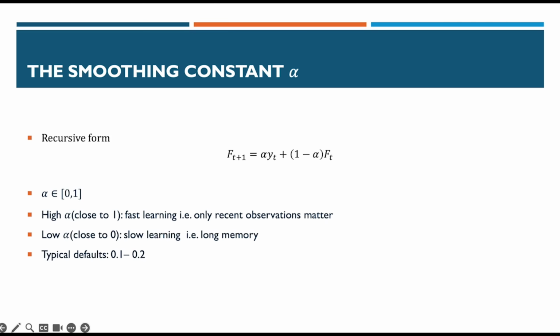Fast learning is the opposite: when alpha is 1, the new forecast depends entirely on the most recent observation Y_t, older data gets very little weight, and the forecasts adapt quickly to any recent changes. That's why we call it fast learning. Some studies and books believe that the typical value of alpha is between 0.1 and 0.2, and we are going to see this in examples.